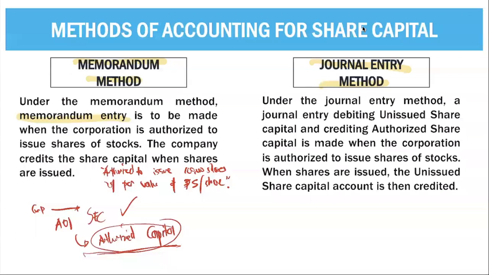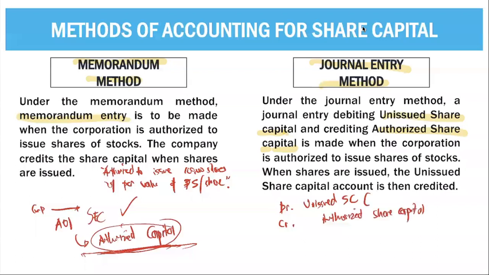So whatever is the authorized capital by the SEC based on your AOI, then we account for that. Either memo method or JE method. So we go now with your JE or journal entry method. Under journal entry method, we debit unissued share capital and we credit authorized share capital. So here, since we are authorized to issue 100,000 shares at 5 pesos per share, what is our entry? We debit unissued share capital. We credit authorized share capital.